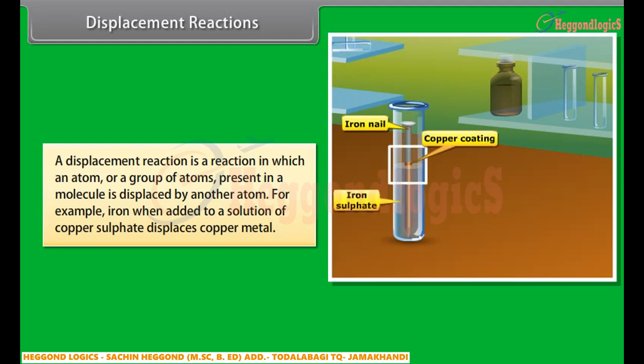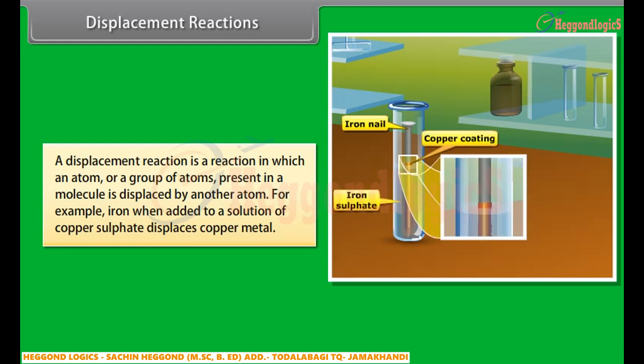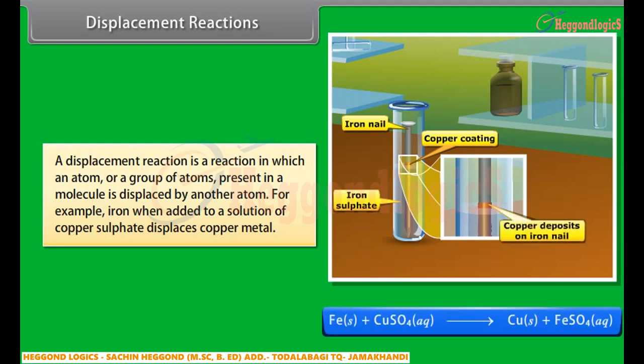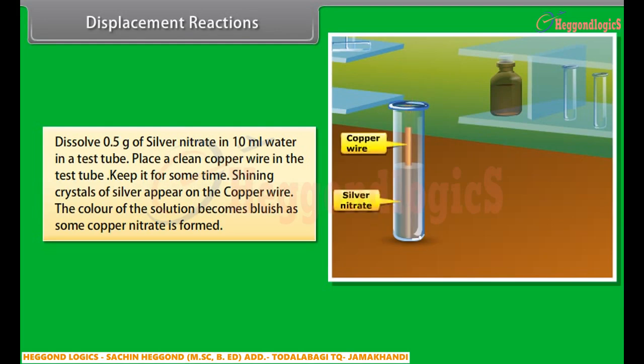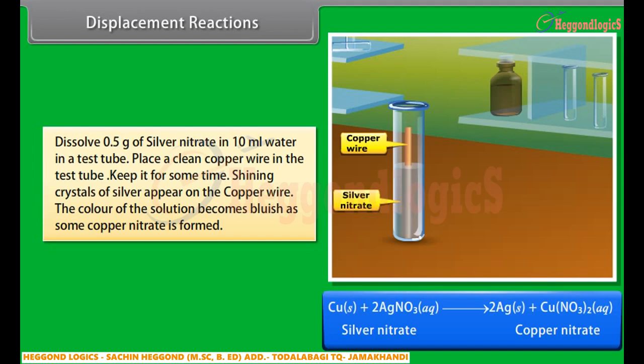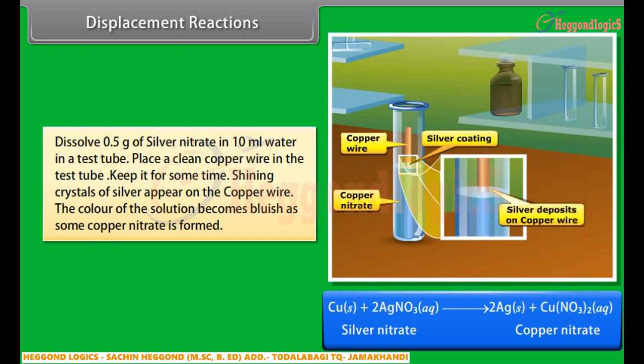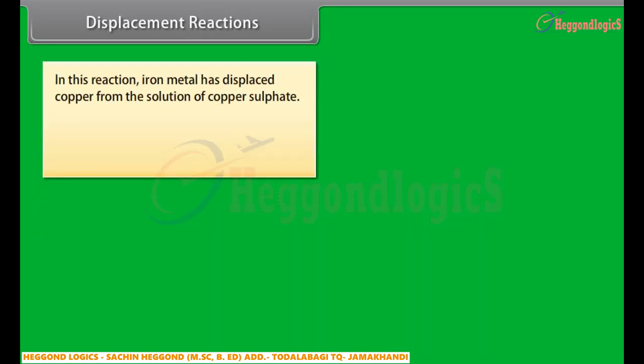A displacement reaction is a reaction in which an atom or a group of atoms present in a molecule is displaced by another atom. For example, iron, when added to a solution of copper sulfate, displaces copper metal. Dissolve 0.5 gram of silver nitrate in 10 ml water in a test tube. Place a clean copper wire in the test tube. Keep it for some time. Shining crystals of silver appear on the copper wire. The color of the solution becomes bluish as some copper nitrate is formed.